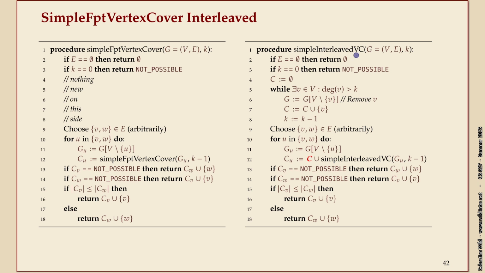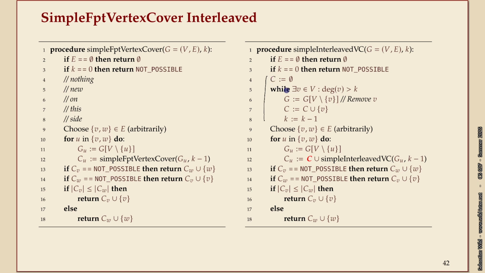Now the interleaved version differs only very slightly. There's this part here where I just created space. So this part is new. Here, that's the reduction rule, right? We check if there's a vertex of degree strictly greater than k. If that's the case, then we remove that vertex, and that's a concise way to put it. I'm setting the graph to the induced subgraph that I get if I take all the vertices except for this vertex I want to remove.